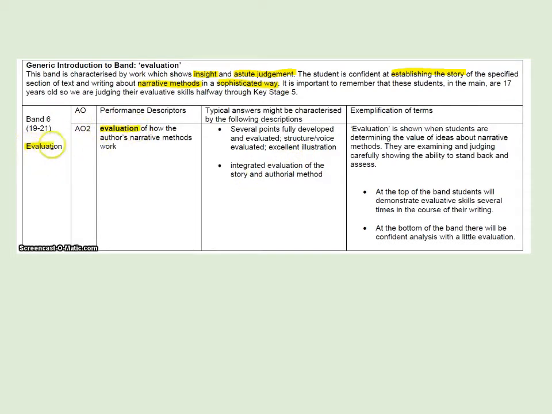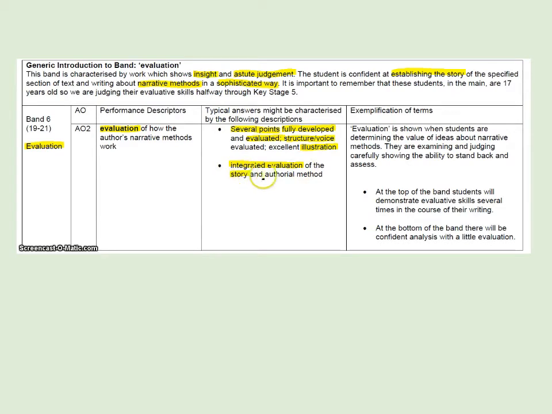Evaluation is a Band 6 skill. You'll need to do both. Look how often the word evaluation or evaluated is used in the mark scheme. We're looking for several points to be developed and then evaluated. Some of that must refer to structure and voice, and illustration or examples, short embedded quotations that are appropriate throughout.